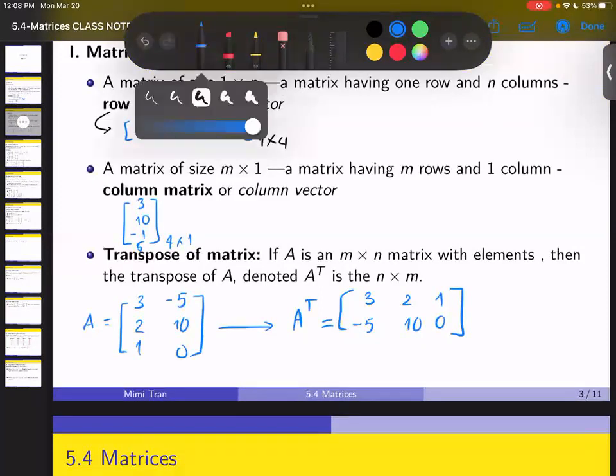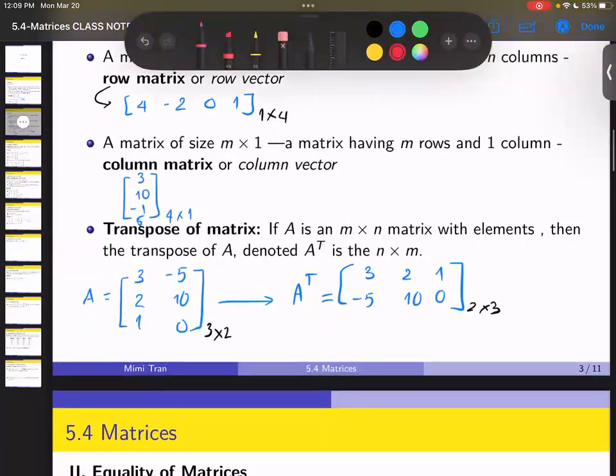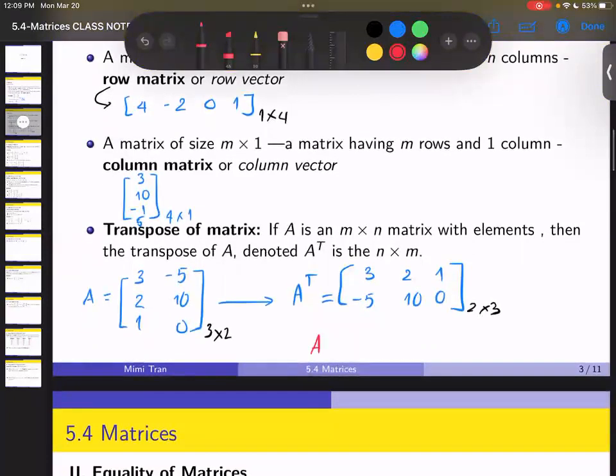So if I have a 3 by 2 matrix to start with, then I should end up with 2 by 3, right? Rows and columns swap. In short, if A is m by n, then the transpose of A is n by m.